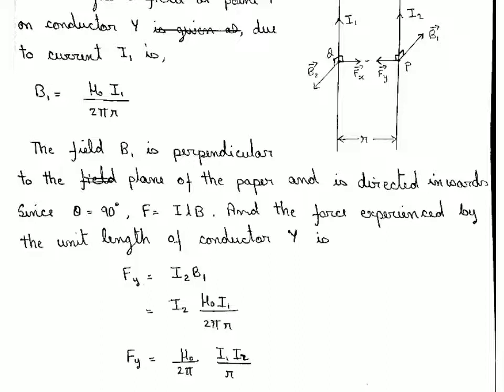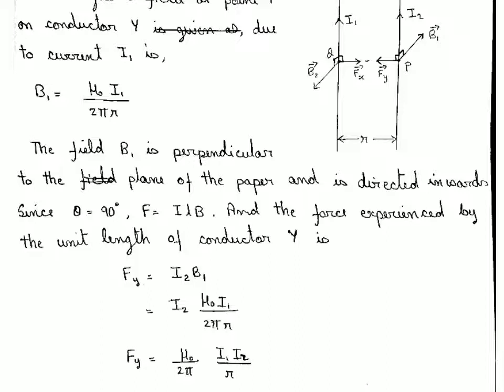And putting the value of B1, we'll get I2 mu naught I1 divided by 2 pi r. And your Fy, the force experienced by the conductor Y, is equal to mu naught by 2 pi I1 I2 divided by r. Now what will be the direction of this force?